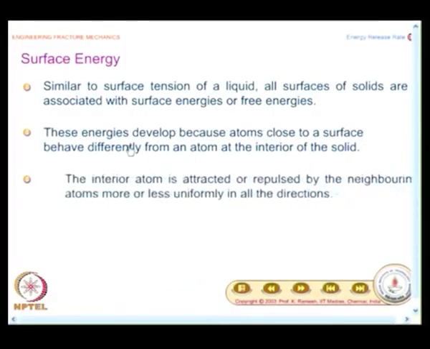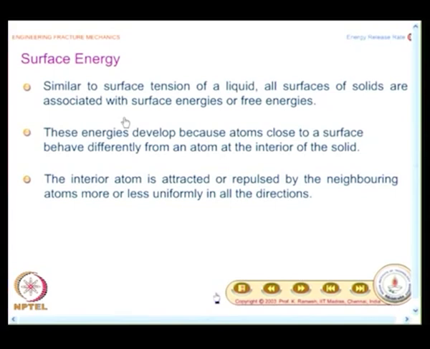See, in those days Griffith was working on glass, and surface energy in glass was very, very small. So, you are really looking at second order effects. Unless you have a conceptual step forward, one would not have thought about the role of surface energy playing a role. Why do the surface energies come about? The surface energies develop because atoms close to a surface behave differently from an atom at the interior of the solid.